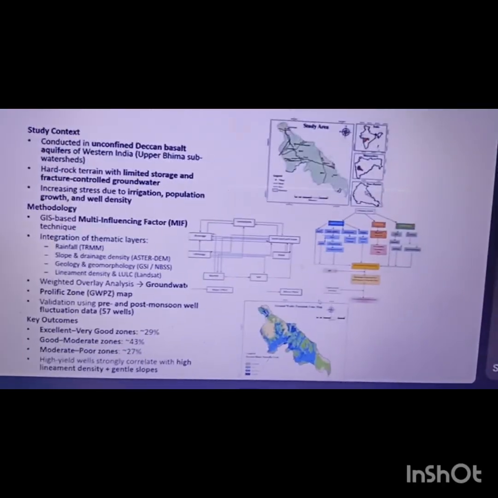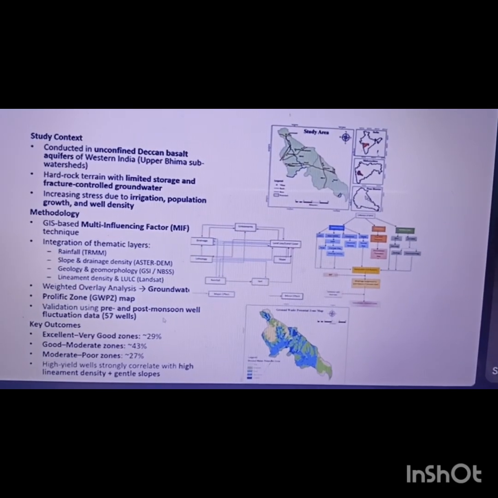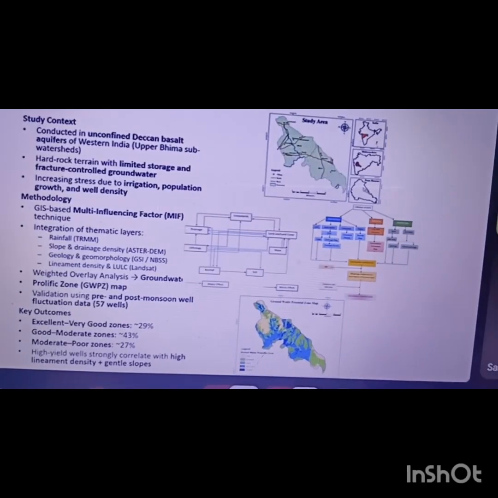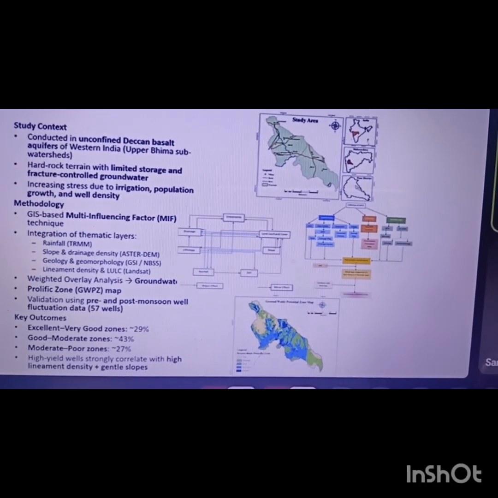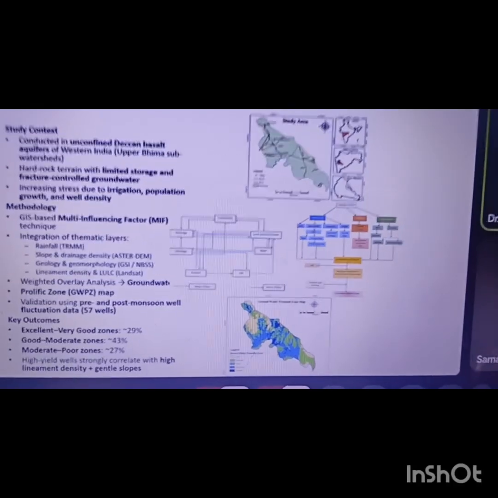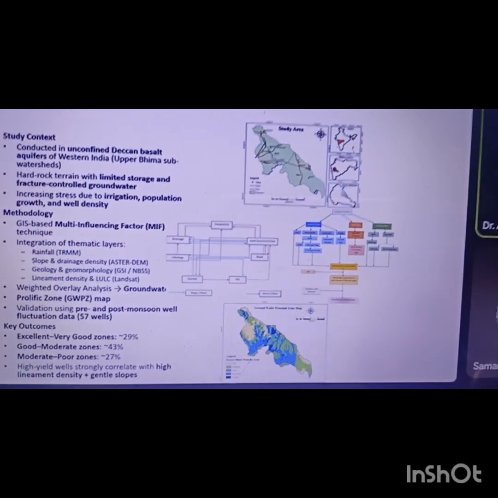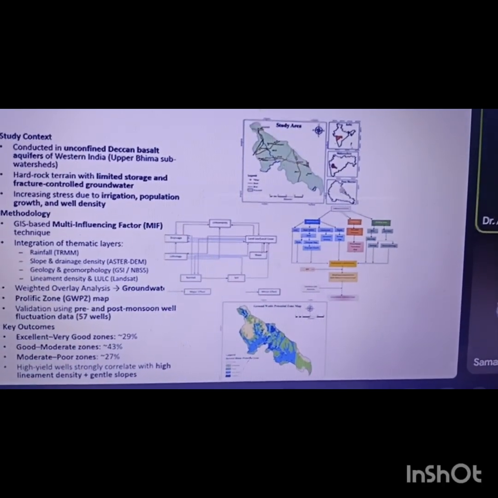The wells are seen over here in blue color, which we use to validate the data, and we identify where there will be good zones from where you can extract the water: good to moderate, and moderate to low. So the high yielding wells are strongly correlated with lineament density and gentle slope. All this analysis we can do in water resource management with the help of GIS and remote sensing.